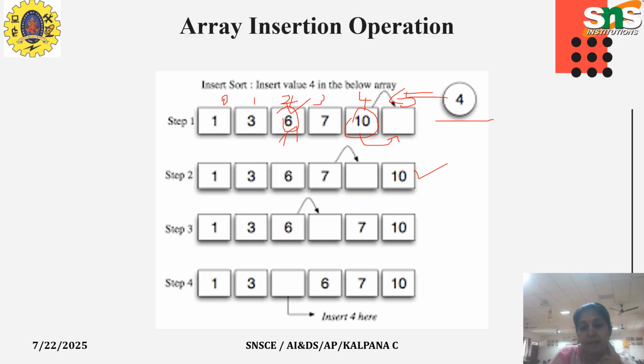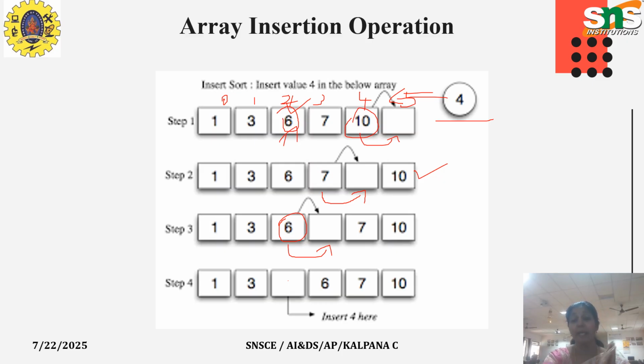Now 10 is here and an empty space is created at the fourth location, and I have to shift 7 to that location. 4 is here, and then 6 is shifted to the next position, third. Once it is shifted, I am getting a hole at the second location. Here it is empty now. My targeted position is empty now. I am going to insert this 4 here.